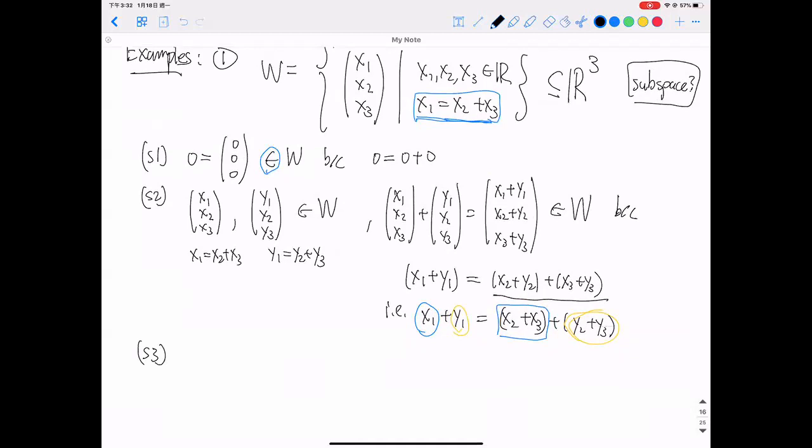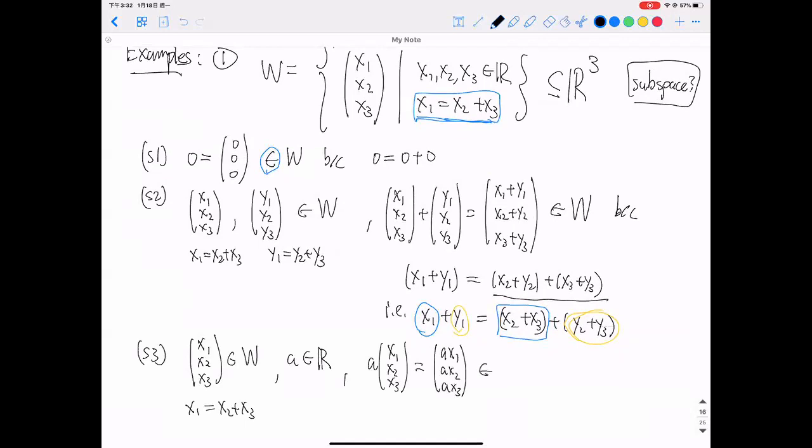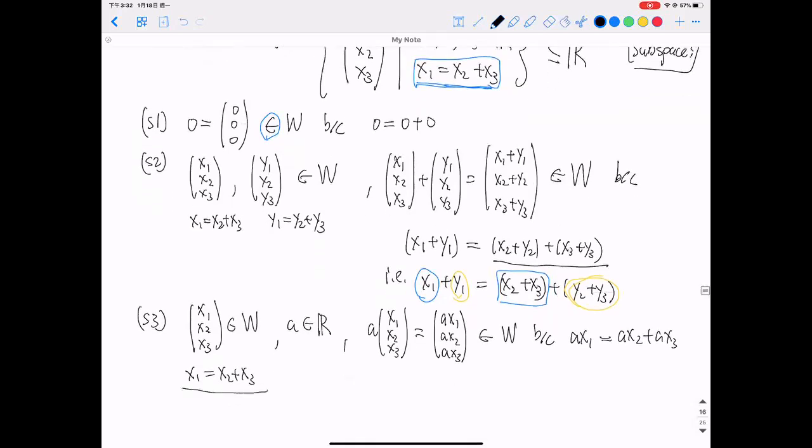Now, the last property is about scalar multiplication. So you have, again, one vector in W. Again, this means x1 is equal to x2 plus x3. And say you have A, that's a real number. Then A times x1, x2, x3 is equal to the entry-wise multiplication, ax1, ax2, ax3. Now this is also in W because ax1, being the first entry here, is equal to ax2 plus ax3. It's evident just by looking at this equation, x1 equals x2 plus x3, and multiply both sides by a.